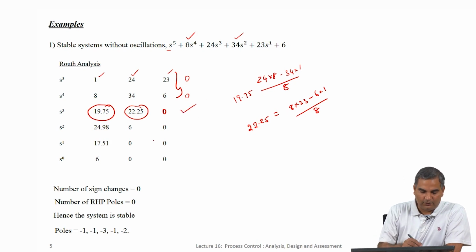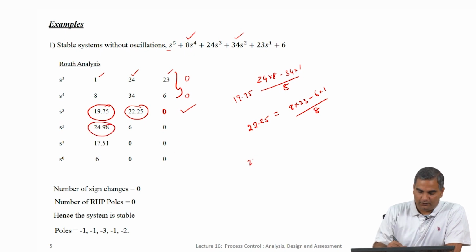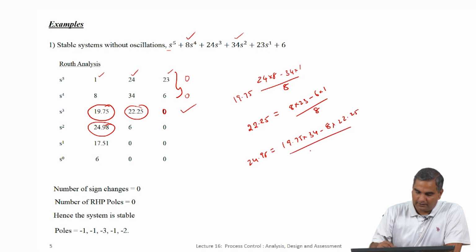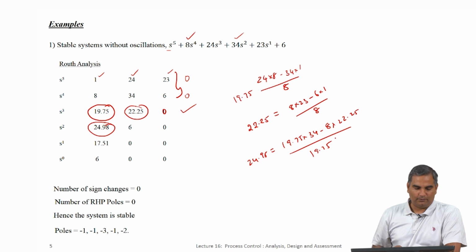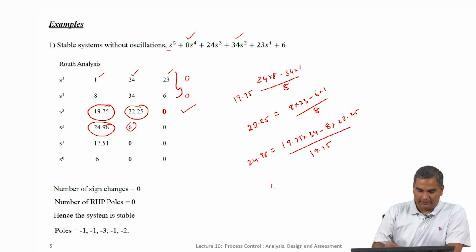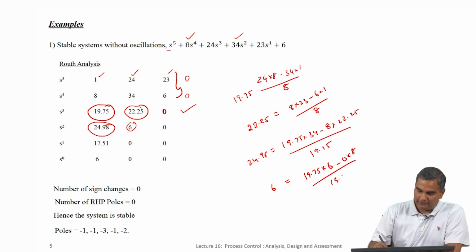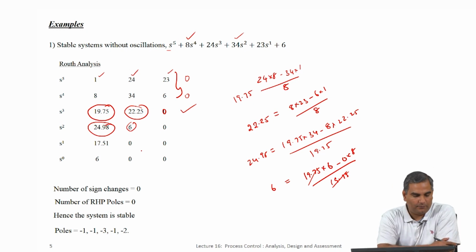Now that this is filled, you can fill the next row. So, if you want to fill this right here, so that is going to be 24.98, you will have 19.75 times 34 minus 8 times 22.25, divided by 19.75. So, this is what this will be. Okay. Now, if you want to do this, this is easy to see. For example, you have to use this and this column. So, the way I compute this 6 is 19.75 times 6 minus 0 times 8, divided by 19.75. So, this and this will get cancelled, leaving 6. So, you can do this computation and fill each one of these elements right now.